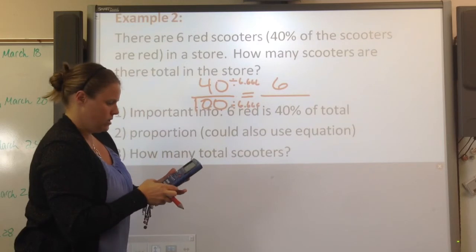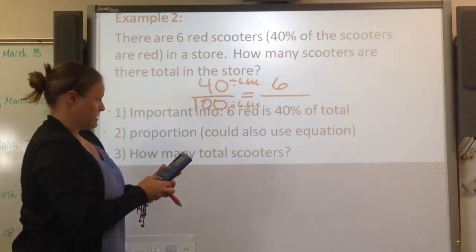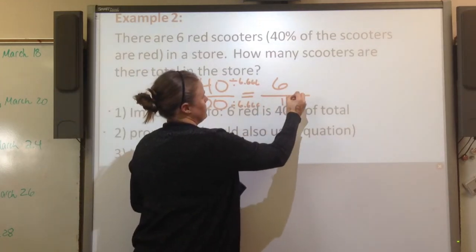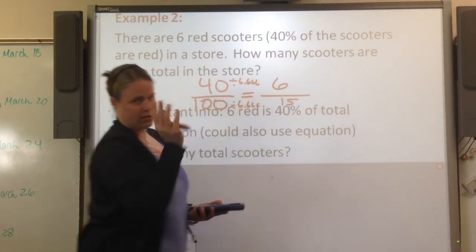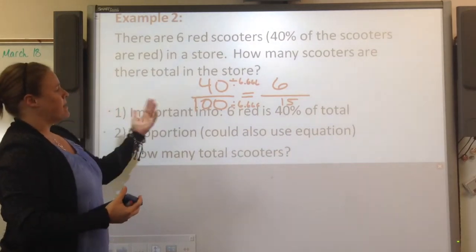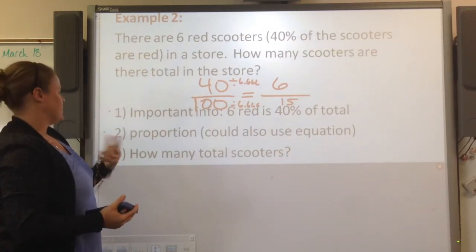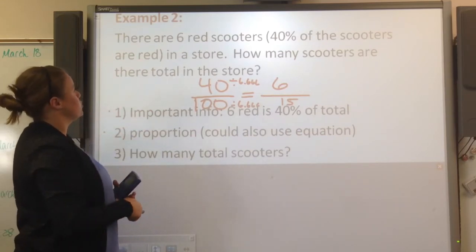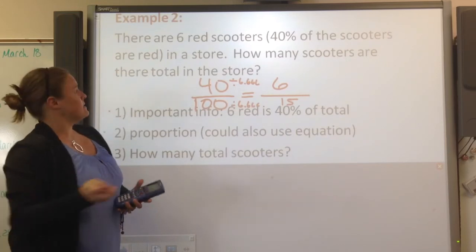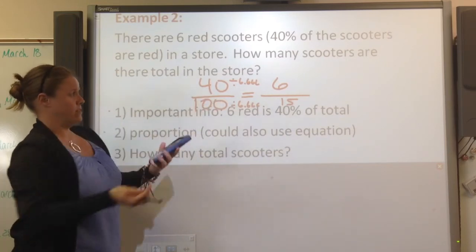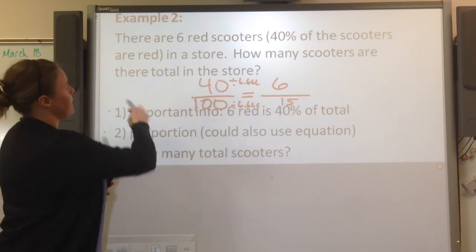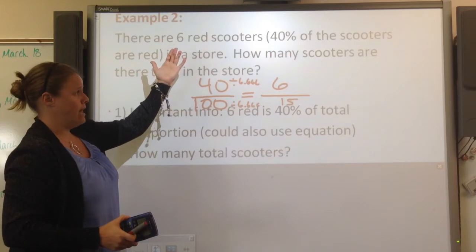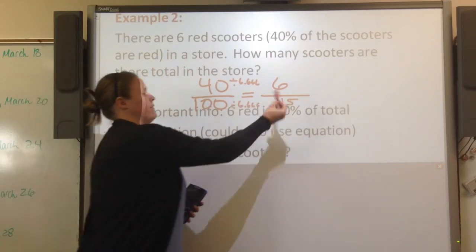So 100 divided by 6.666 equals 15.00. So we're going to leave it right there. So that's my math that I've done. Let me go back to my question and make sure I've made sense. So there are 6 red scooters. 40% of the scooters are red. So that means that 6 of them are in the store, and that's 40% of the stock. How many are there in total? So 15 does make sense because almost half of them are red.